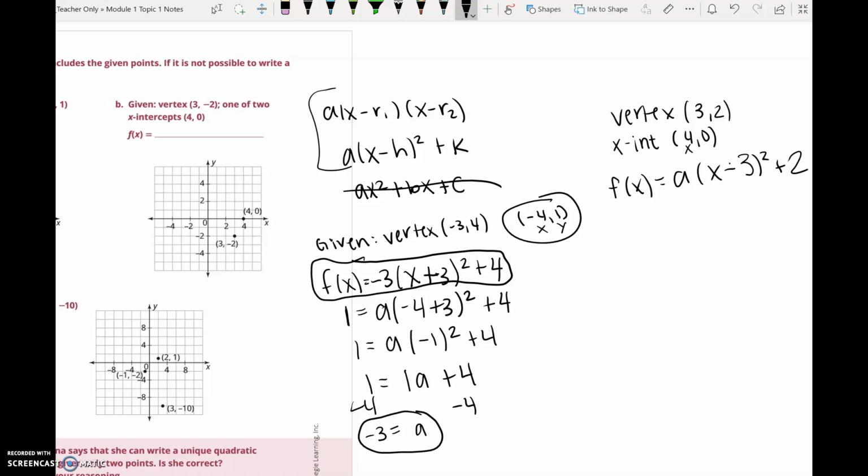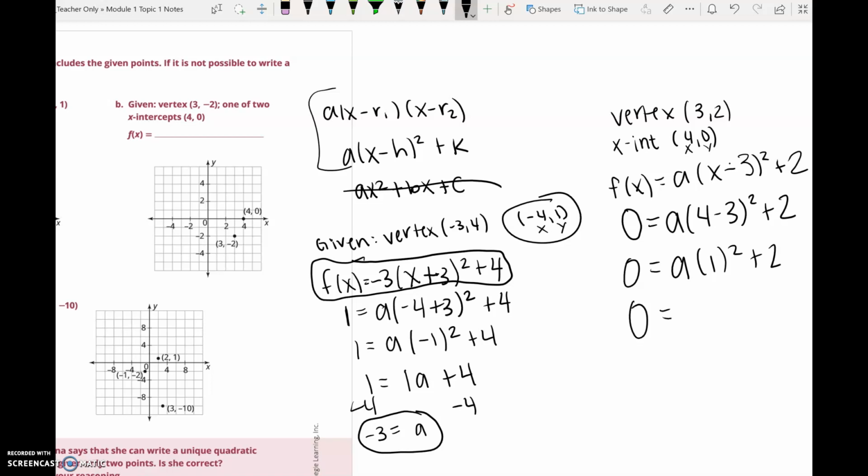And so again, this is a point, so it's an X and Y. So I'm going to go ahead and plug it in. So 0 equals A, 4 minus 3 squared plus 2. Parentheses first. So 4 minus 3 is 1. 1 squared is 1, so it's 1a again. And then I'm going to go ahead and solve. So subtract 2, negative 2 equals a. I'm going to go back up to my original and plug it in.